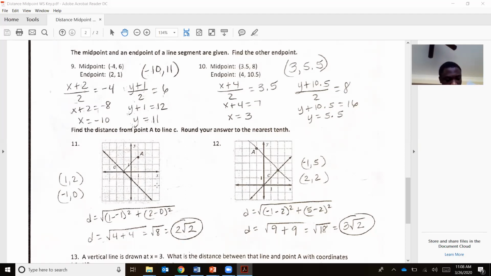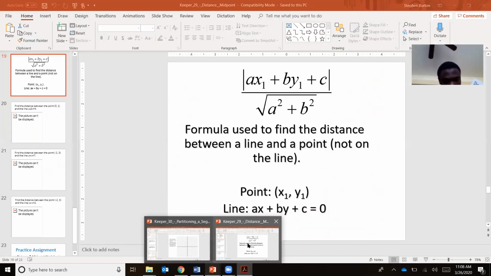Okay, and then it gave us the point A, which is (1, 2), right? Yeah, (1, 2). So now we can put that in our equation. We can say the absolute value of A times x, which is 1, and then that x value is the point.